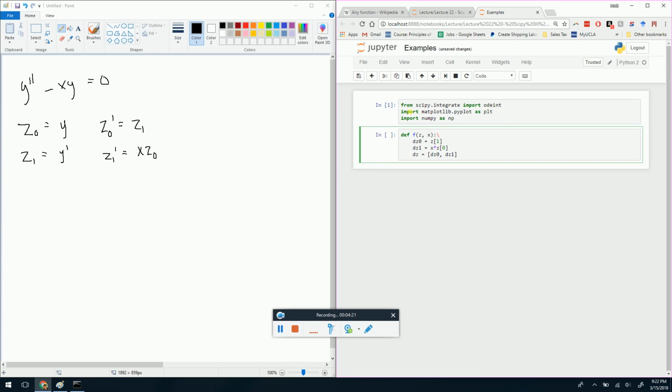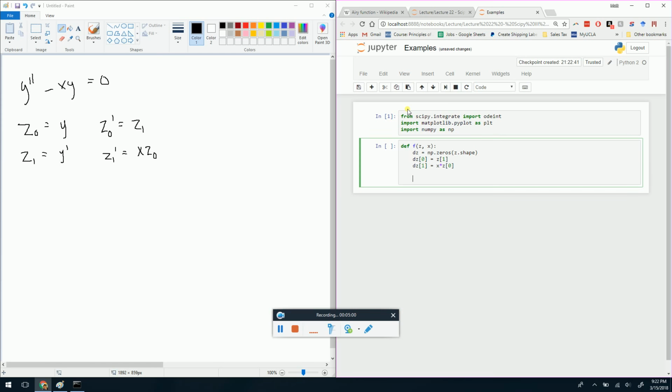We can make an array, it doesn't really matter. Because z is an array, maybe it would be nice to return a numpy array instead. So let's do dz is equal to numpy.zeros of z.shape, whatever size z is, the derivative of z will be. And so dz element 0 is equal to z1. Okay, so that's our function.